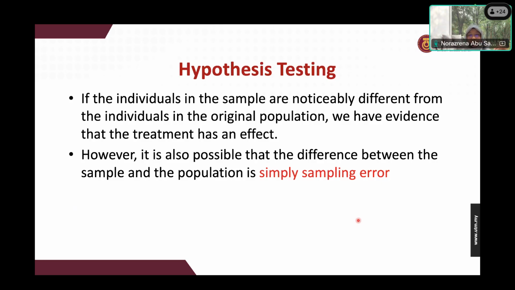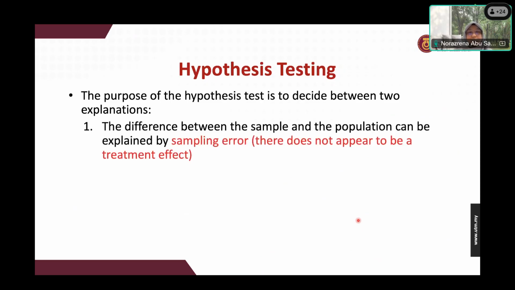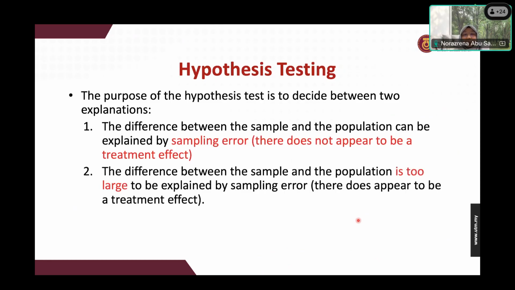So it can be sampling error because of the different samples we get, and also different sampling techniques. Maybe I get it randomly, but my friends get it using a different sampling technique: purposive sampling, convenience sampling, snowball. So it will have sampling error. So the difference between the sample and the population can be explained by sampling error, or the difference between the sample and population is too large to be explained by it. There can be so many descriptions about this.